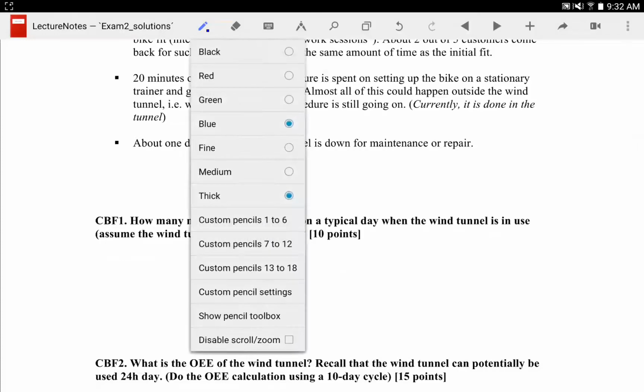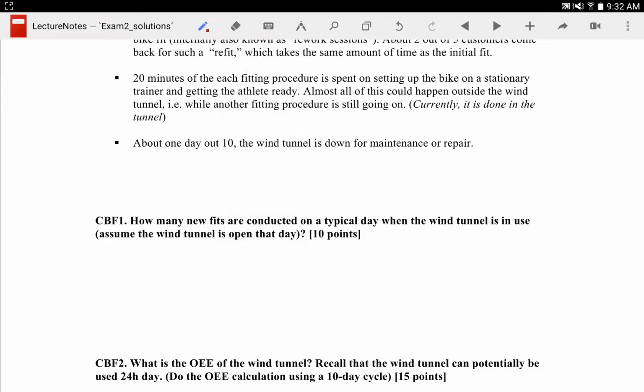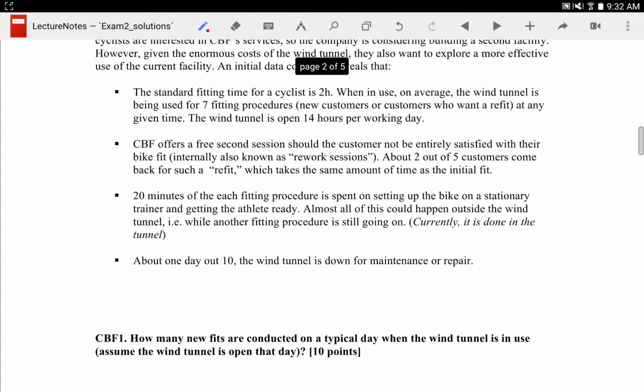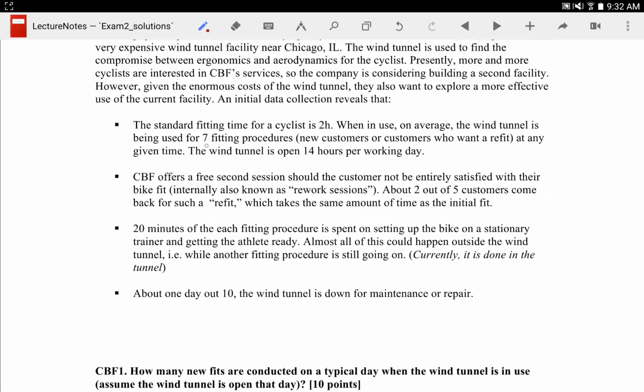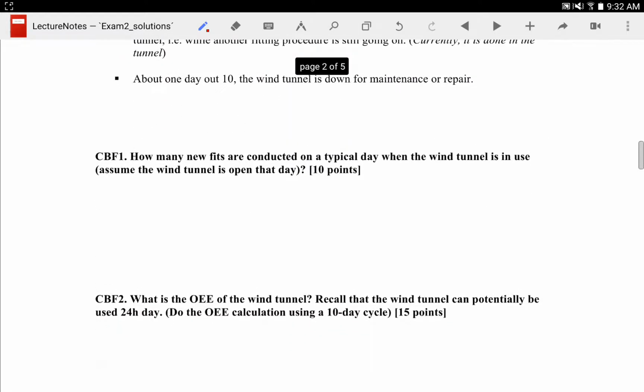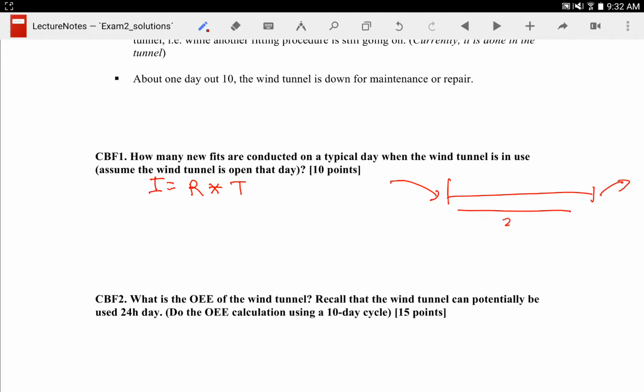Let's think of this as a Little's Law problem. What we know here is that at any given time there are 7 procedures happening, and each procedure takes 2 hours. Put that into Little's Law: I equals R times T. Think of this procedure as your process, going in here and coming out. This whole thing takes 2 hours.